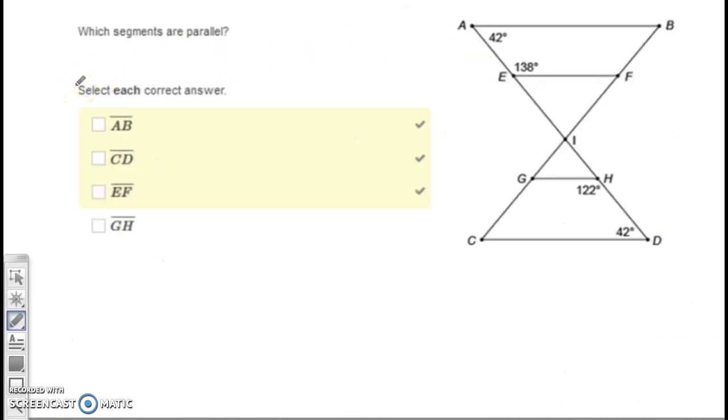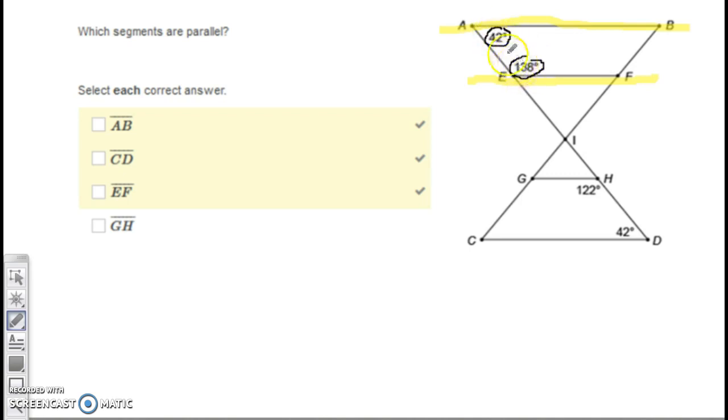Okay, which segments are parallel? For this one, let's just start at the very top and work our way down. So I'm going to start with line AB, and I'm going to try to check to see if EF is parallel to AB. The two angles that I'm given between those two lines would be these two.